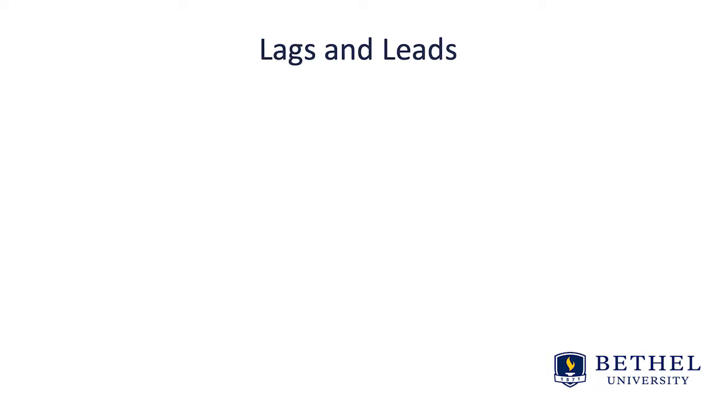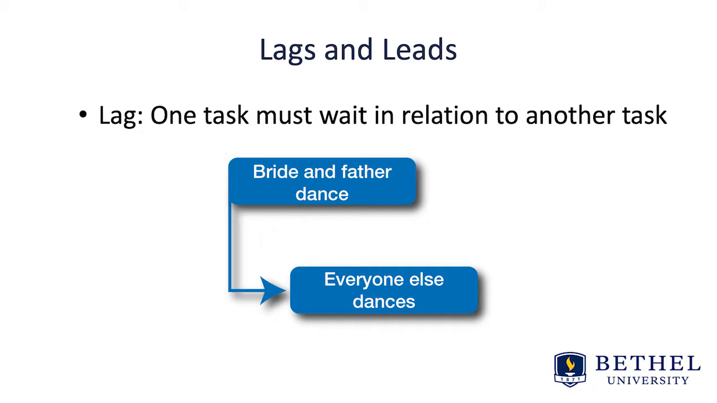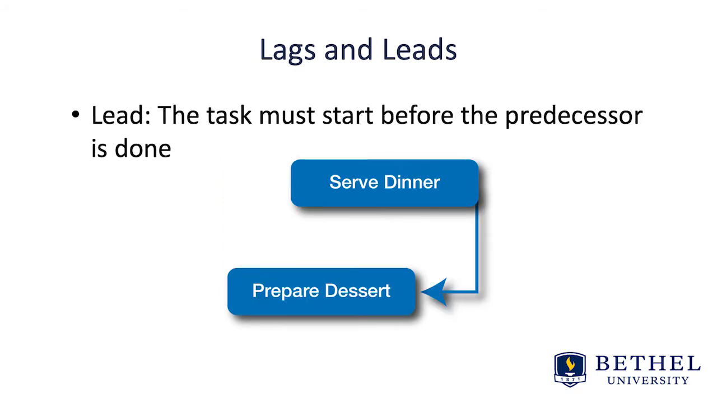Let's talk about leads and lags. A lagging activity means that this activity can start after another one has started, where one task must wait in relationship to another task. And a leading task is one that must start before the predecessor is done. In other words, it must start before the activity actually gets going.